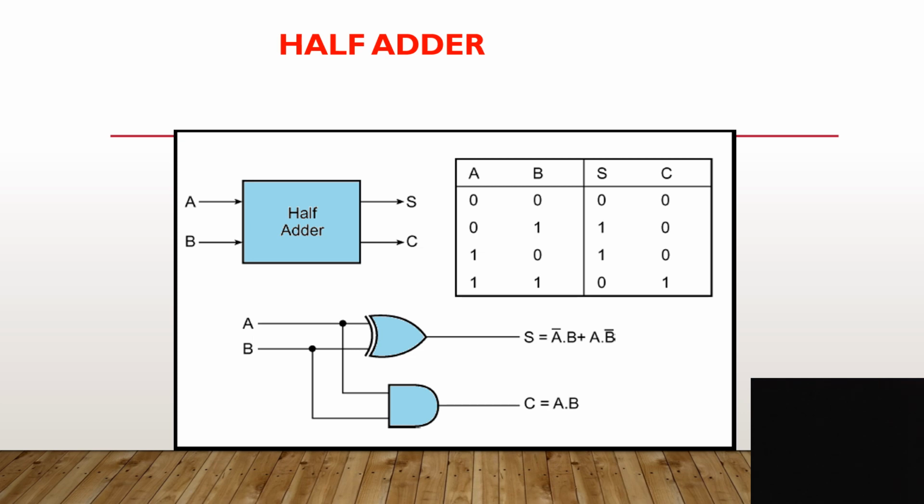Similarly, if you look at the carry out, you will get 1 only when A equals 1 and B is also 1. Only at that time will you get the carry equal to 1. That means it requires the multiplication operation, which is the AND gate. So it clearly shows.